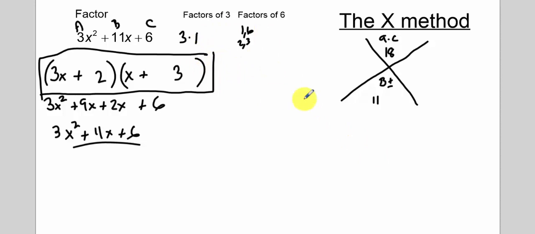Now I know all these numbers need to be positive in order to do this. So if I say, all right, I want two numbers that multiply to 18 and get me 11, that's going to be 9 and 2.